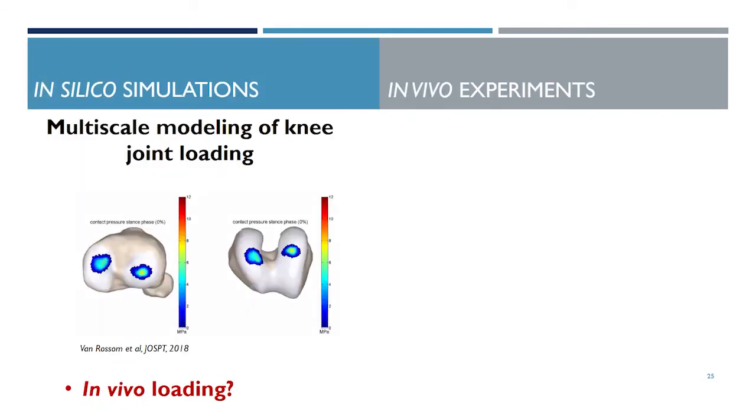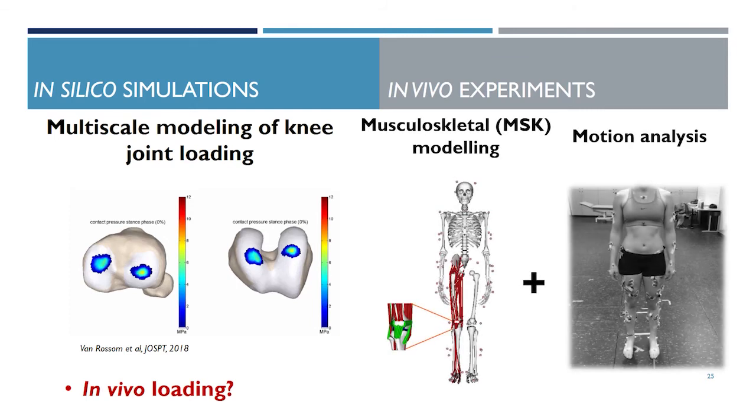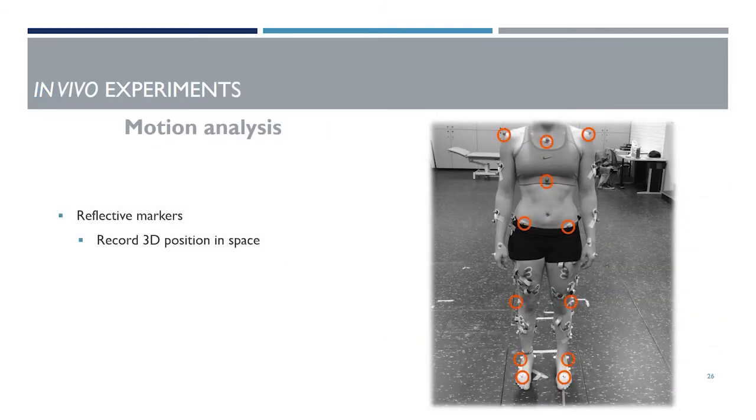The in vivo loading conditions during locomotion are calculated by combining musculoskeletal models that describe the geometry of the lower limb musculoskeletal system with 3D motion capture data. To perform the 3D motion analysis, we use reflective markers on the volunteer's body to record the 3D position of the body in space. We also use embedded force plates to measure the ground reaction force during movement.